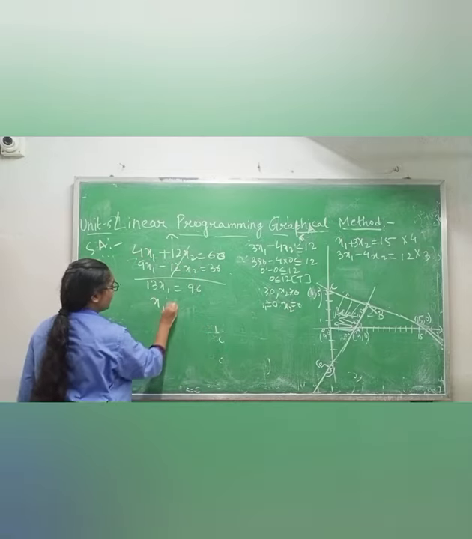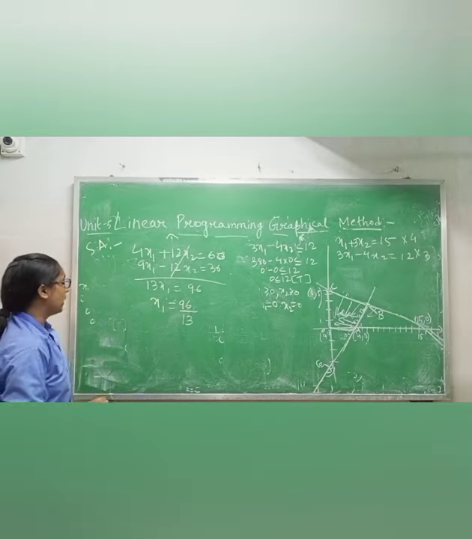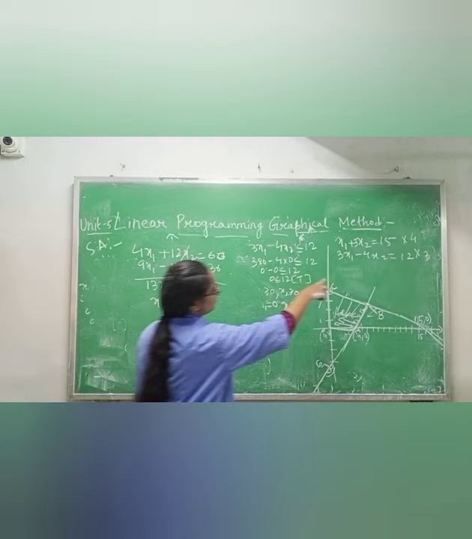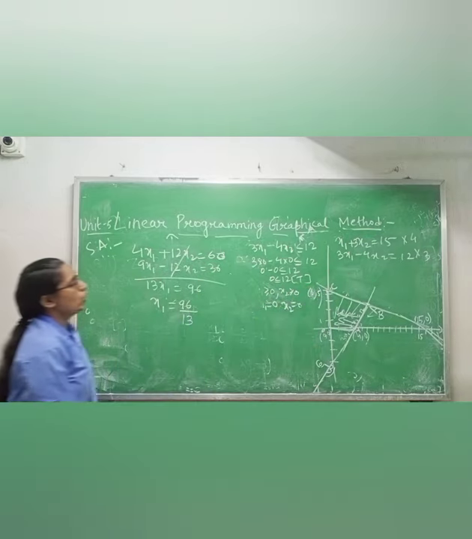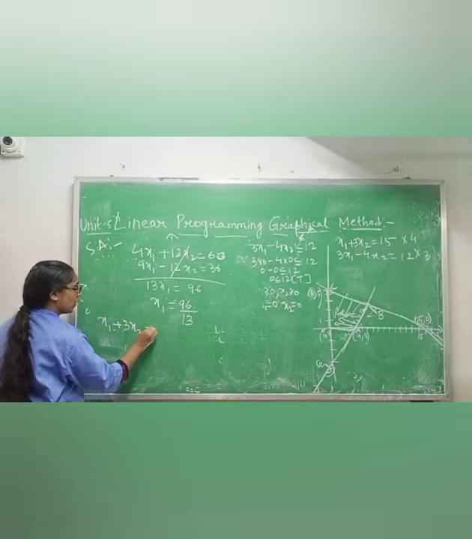Now the x1 value I got is 96 by 13. Now we have to find the x2 value. Same, putting the values in equation 1. What is equation 1? x1 plus 3x2 equals 15.